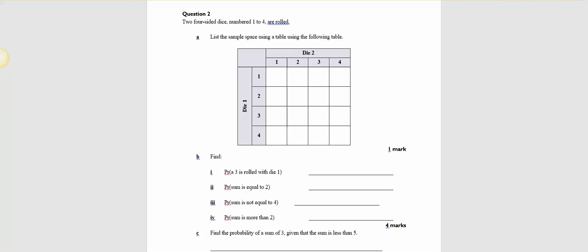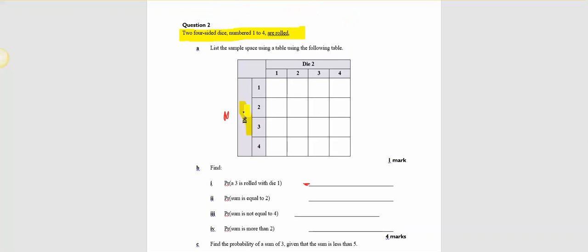So in this probability question, you've got to concentrate hard and get the initial part right, because if you don't, it'll ruin basically the rest of the question. In saying that, it's not too difficult. Two 4-sided dice are rolled that are numbered obviously 1 to 4.